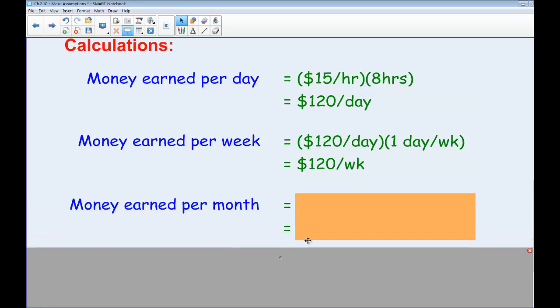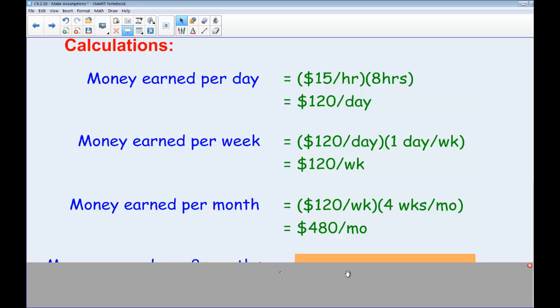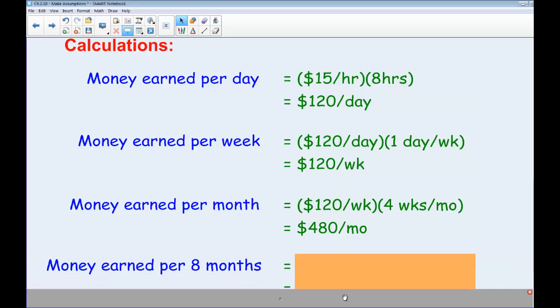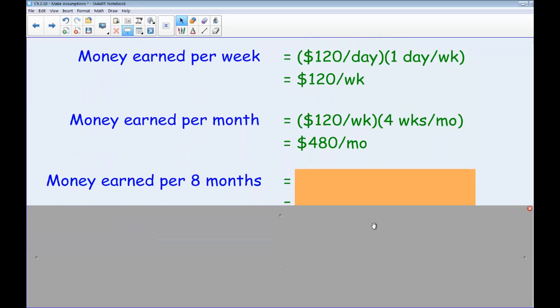Then I'm going to calculate how much he's going to earn per month. Now remember that we assumed that there were 4 weeks in a month, so $120 per week times 4 weeks in a month brings him to $480 each month. So it's important to make that assumption that there were 4 weeks in a month.